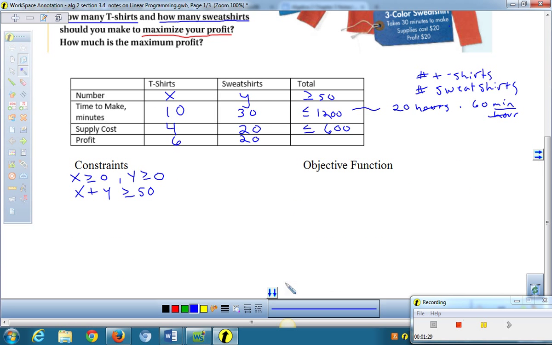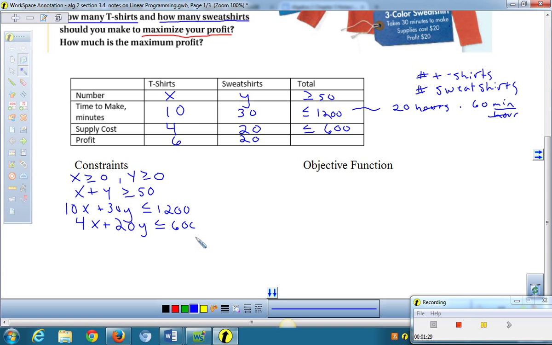Okay, next one. Move down the line. 10x plus 30y is less than or equal to 1200. And then finally our last constraint is 4x plus 20y will be less than or equal to 600.